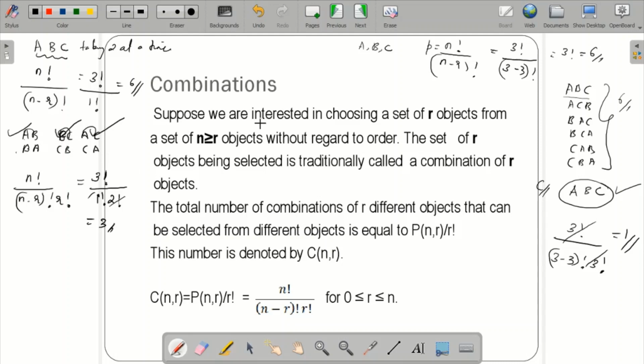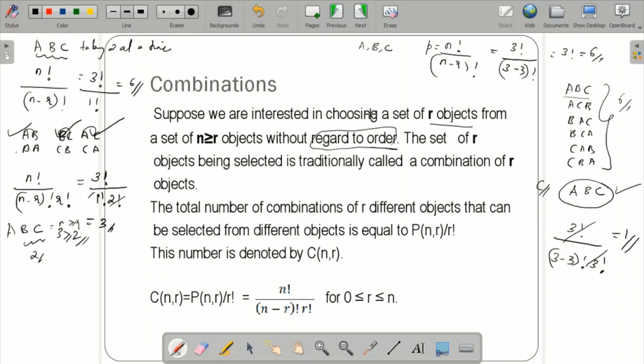So now let us see the definition. Suppose we are interested in choosing a set of r objects. Here let us take 2 out of ABC. I took 2 objects from a set of n objects, where n is greater than or equal to r. Obviously n is 3 over here, and n should always be greater than or equal to r, without regard to order. There is no constraint of order, whereas in permutation we were worried regarding the order.